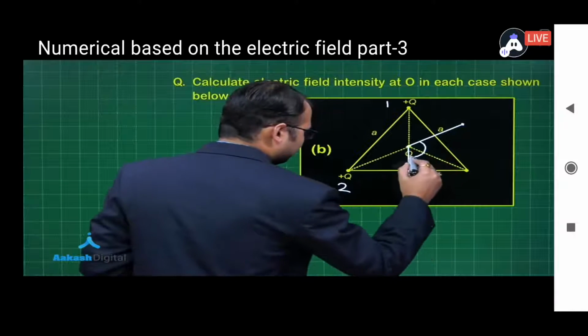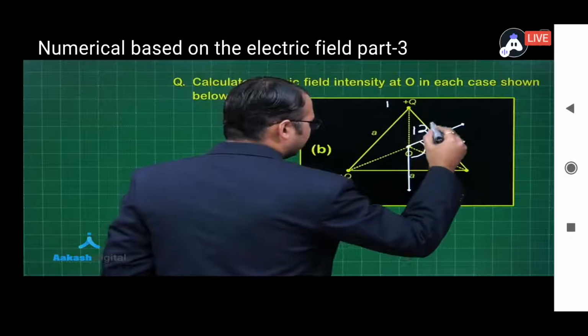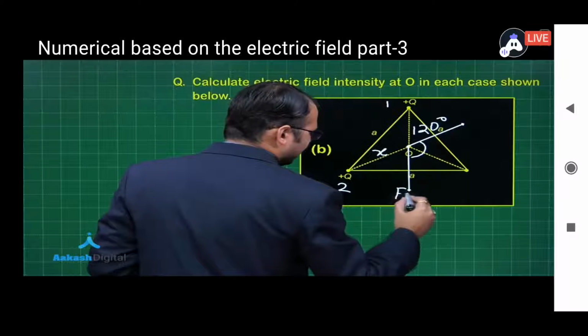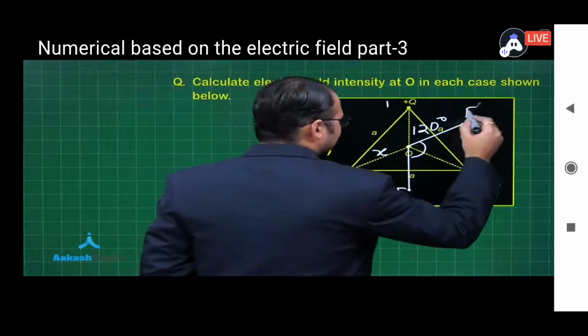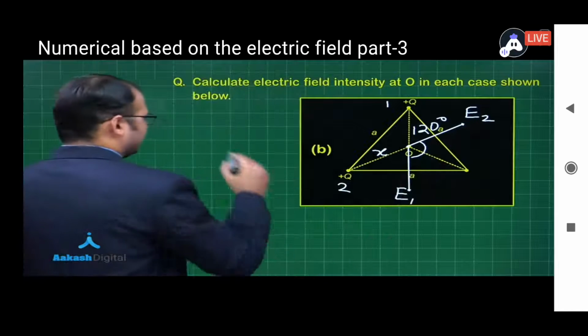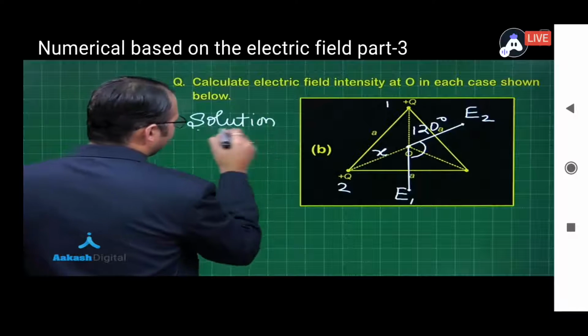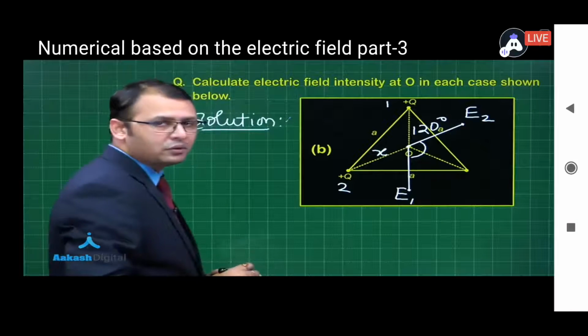What is the angle between them? It would be 120 degrees. So if I know the value of x, I can find the electric field. Let's take this as E1 and this as E2. Let's start with the solution. Now with this, the question becomes a very different one, right?